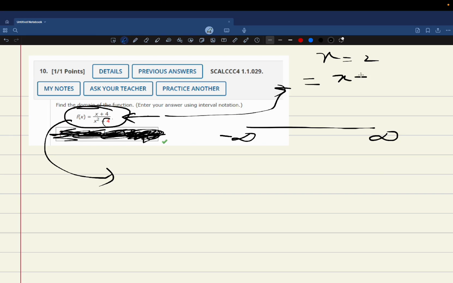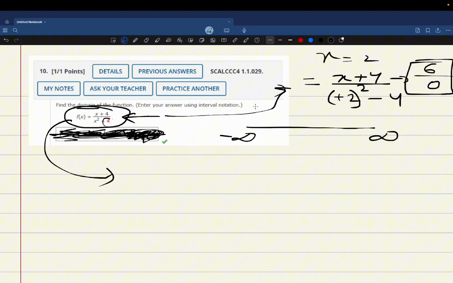So here we have x plus 4 divided by x squared minus 4. If we replace x with positive 2, then x means 2, so 2 plus 4 is 6, and then 4 minus 4, so 6 over 0. This number doesn't exist, so positive 2 cannot be the value of x. Okay, so let's draw positive 2 in here.